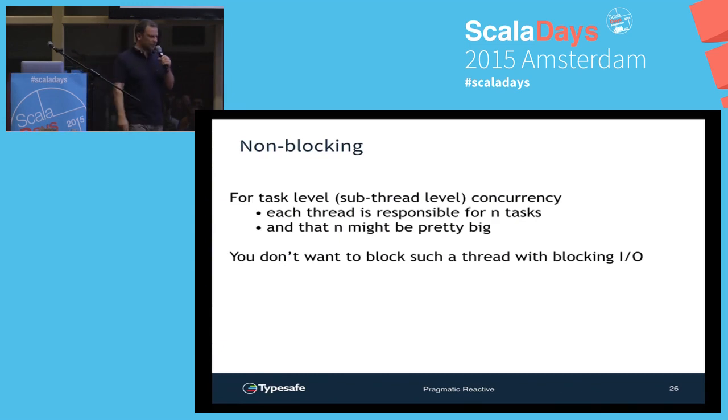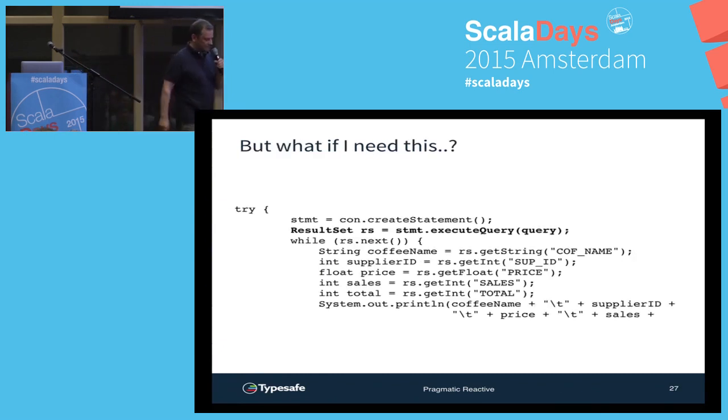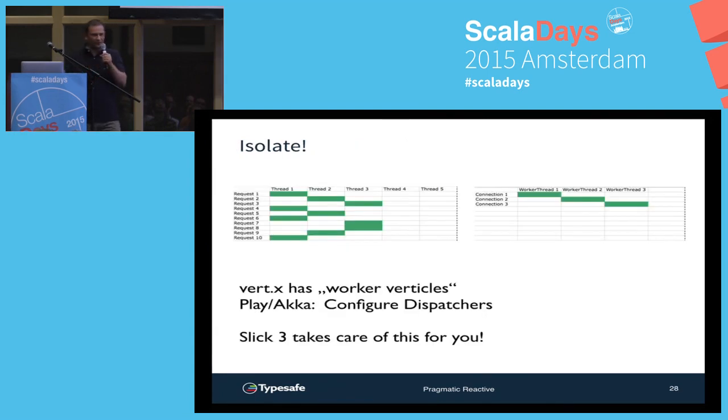Now you say, but what about this? I need to do database access, right? I want to use a relational database. I need to use JDBC. For a relational database, there's no asynchronous JDBC right now. If you use JDBC, that's going to be a blocking call. So how do we handle this in a pragmatic fashion? The non-pragmatic way would be don't do it.